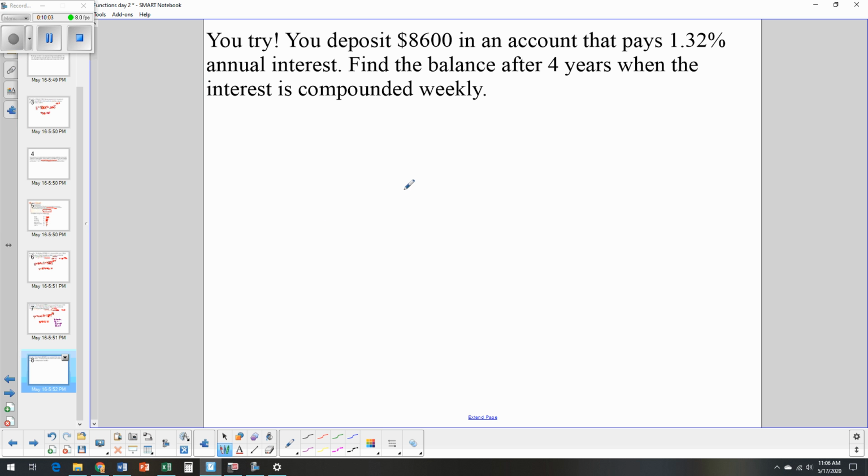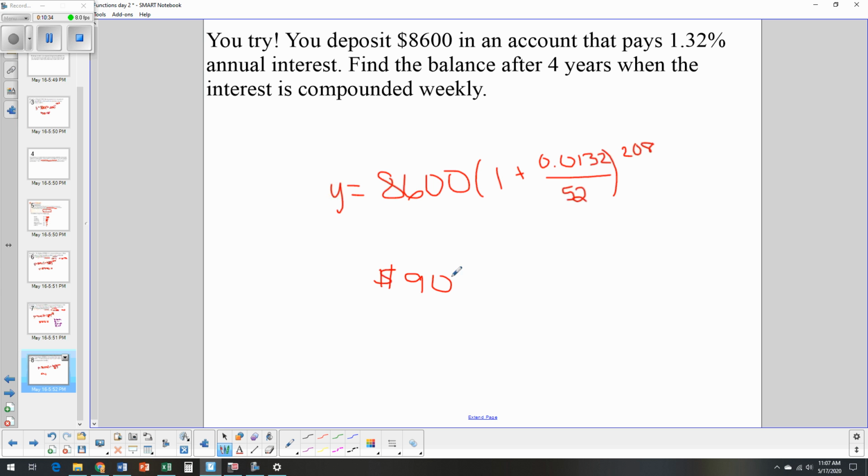All right, I'll write out both parts. Your equation would have been 8600 times 1 plus 0.0132 over 52, raised to the 52 times 4, or 208th power. And then your answer was $9,066.22. All right, that's it for today.